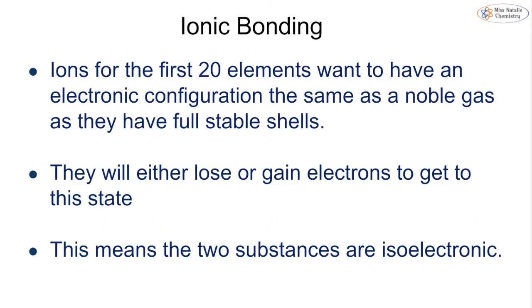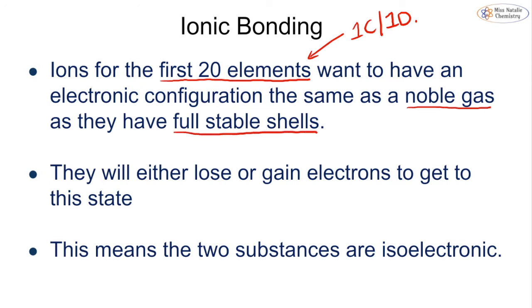So you should know the electronic configuration for the first 20 elements. You will have looked at that in topic 1C and 1D when you looked at how electrons are arranged. Now, of these first 20 elements, they all want to have the same electronic configuration as a noble gas, meaning they have full stable shells. So our first shell, we want it to have 2. Our second shell, we want it to have 8. And our third shell, we want it to have 8. That would be a stable outer shell.